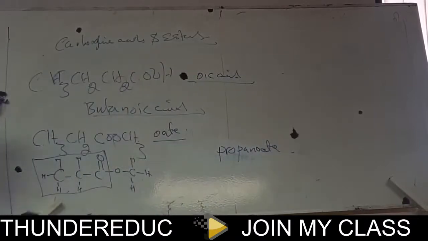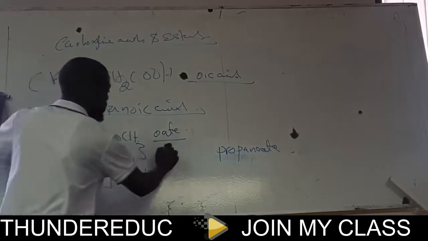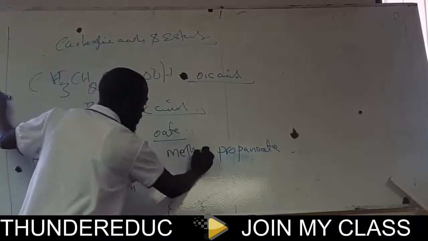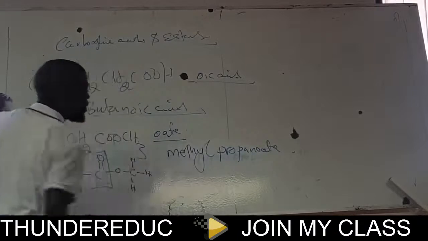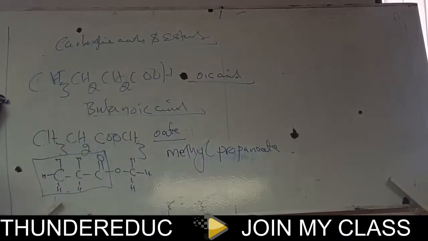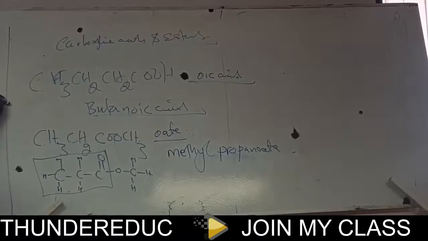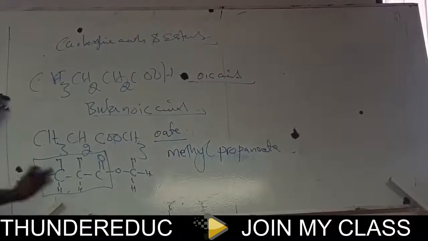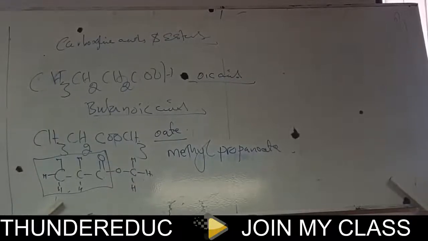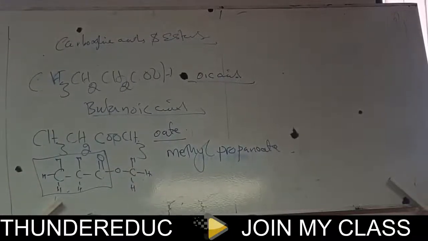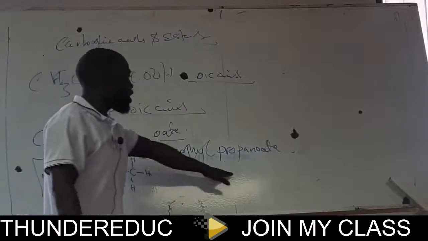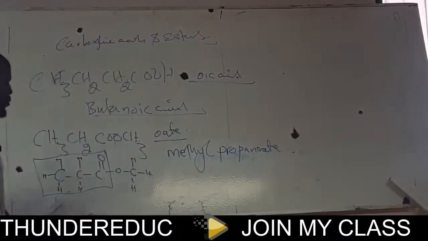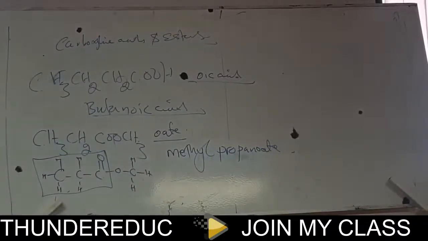Now, this one is what? 1, which is meth. So it's going to become methyl. Here we don't have position. We don't put any figure anywhere in carboxylic acid and esters. So it becomes methyl propanoate. Is it clear?